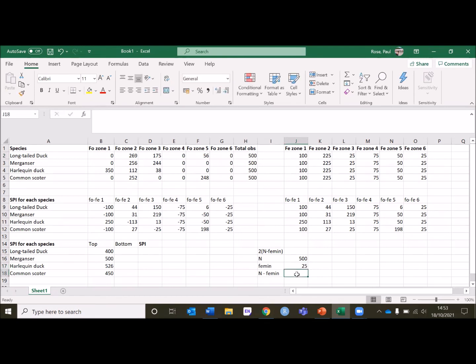500 minus 25 is 475. Now remember, we've got to double that. We've got to multiply it by 2. So 2 times 475 gives us 950. So our bottom section of the formula is 950. And again, because we have looked at each animal in the same enclosure for the same amount of time, and all of our total obs and all of our expected frequencies are the same for each bird, the bottom part of the formula is 950 for each animal.